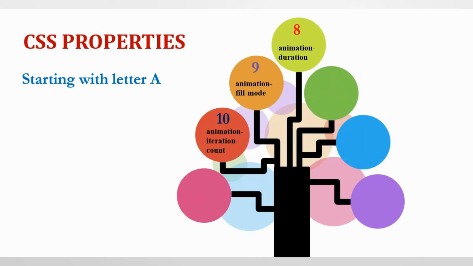Only 4 properties are related with alignment, and the remaining properties are related with animations. In this particular video we will learn about align content and align items. So let's move on to the property align content.